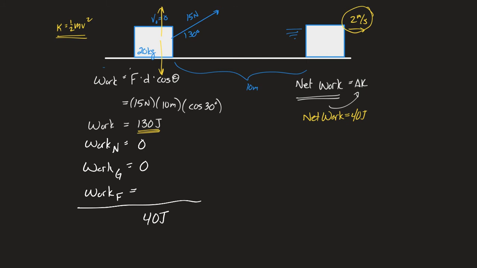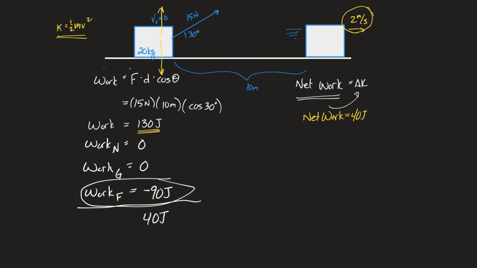Net work just means adding up all the work. These are scalars. They don't have direction. So I started with 130. I ended with 40. How much work was done by some other force? It's quite literally 90. Now, it's 90 joules, but it has to be negative. This energy was taken away. I gave the box 130. It ended with 40, so there had to be negative 90 joules of work done on the box by something.